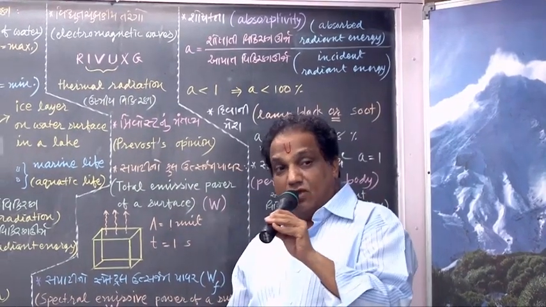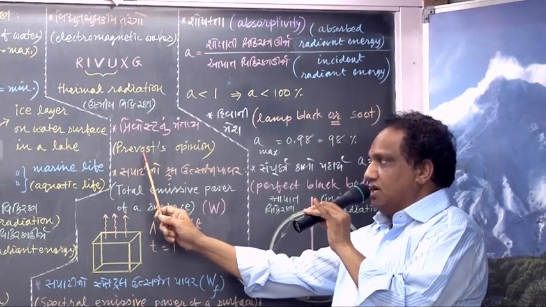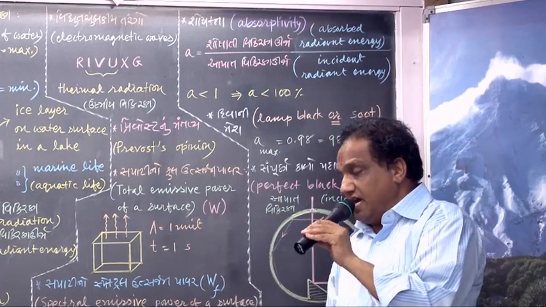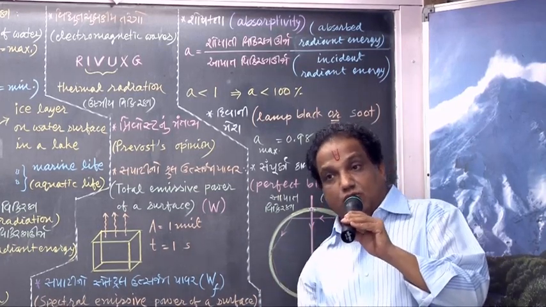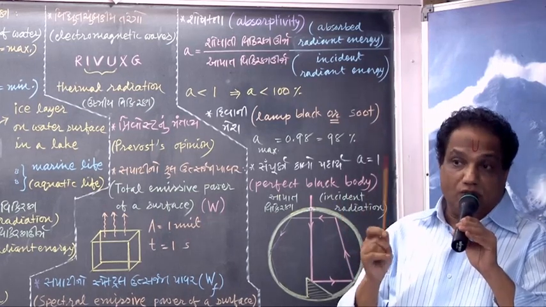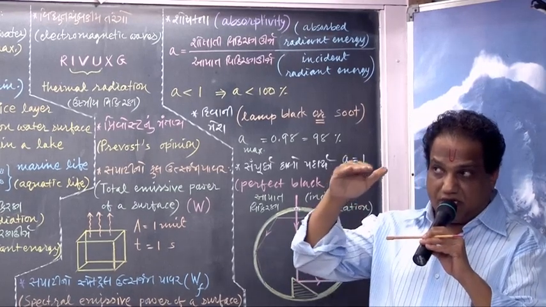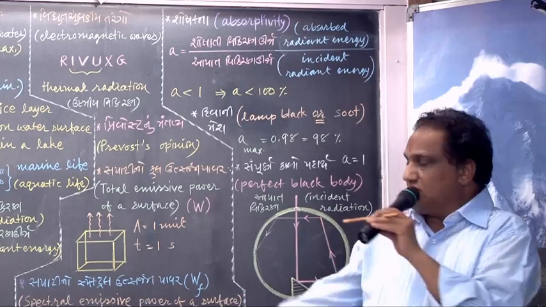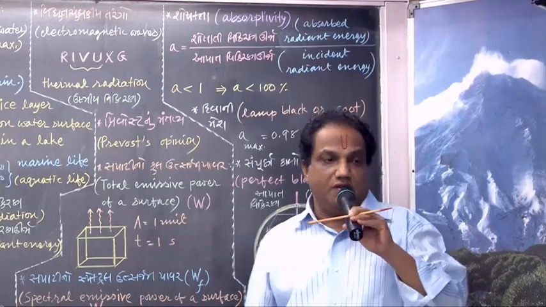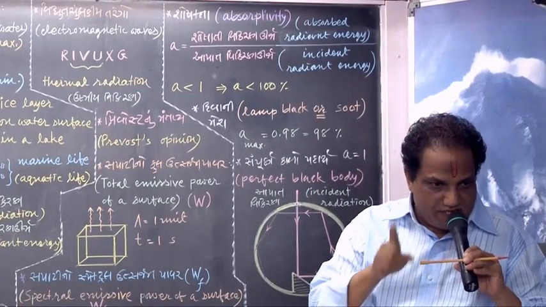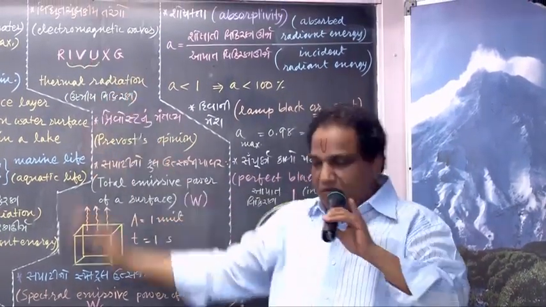There was a scientist, Mr. Prevost. He had proved experimentally that every substance at a temperature greater than absolute zero, that is 0 Kelvin or minus 273 degrees centigrade, simply emits thermal radiation. Thermal radiation is that radiation which has frequency or wavelength falling in these three sections of the electromagnetic spectrum. Got it? Fine.